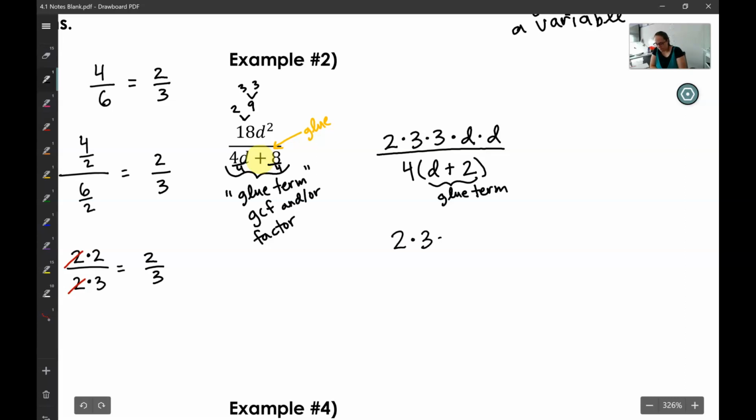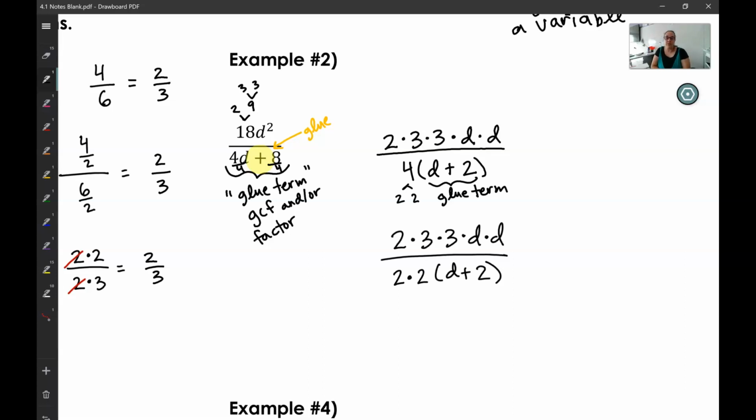However, I'm going to rewrite this problem. I can break that 4 down. I can factor tree that 4 to 2 times 2. Now, you'll also notice a little thing I'm doing. I am putting parentheses around my glue term. It's a good habit to have. Anytime you have a glue term, put parentheses around it. So then that reminds you, if I'm going to get rid of this, I have to get rid of the whole thing. Everything that's in the parentheses.